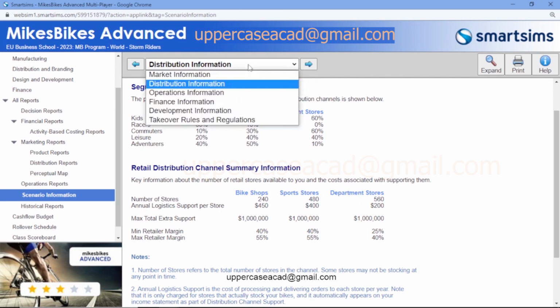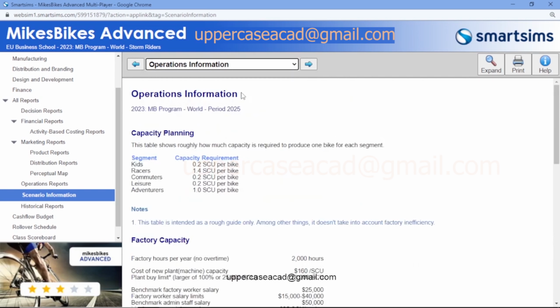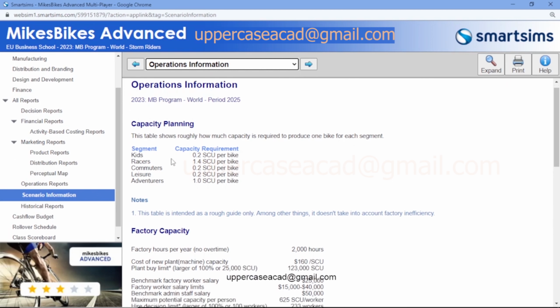Then the next one, we have the operation information. This just focuses on producing detailed reports on the day-to-day operation of the MikesBikes company. You can see that here we have the segments: the kids segment, 0.2 SCU per bike; the commuters, 0.2 SCU per bike; and the adventurers, 1.0 SCU per bike. This is under the capacity planning.